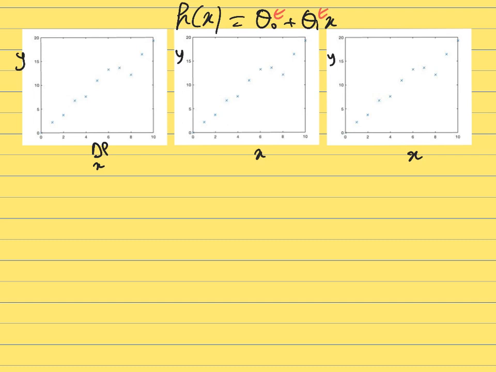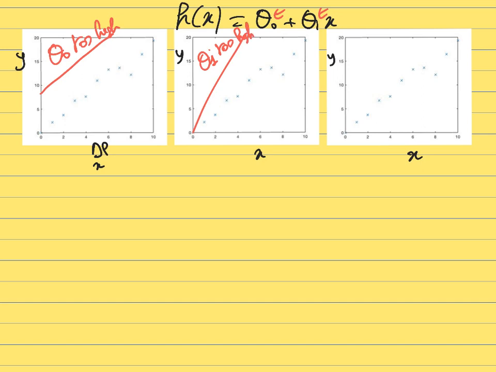If, for example, you start with wrong values for theta naught and theta 1, and the value that you use for theta naught is too high, then your model will look like this, where the intercept of the model is too high. This is what happens if theta naught is too high. If theta naught is okay, but theta 1 is too high, then the slope of the model is going to be too high, so it's going to look like this. Theta 1, in this case, is too high.